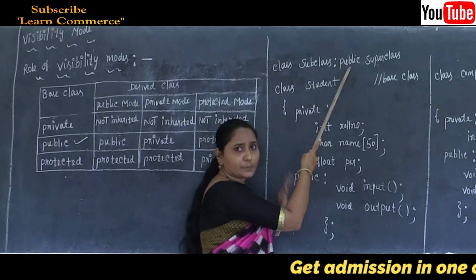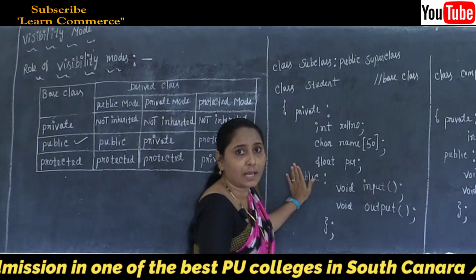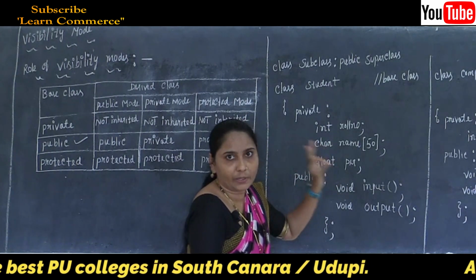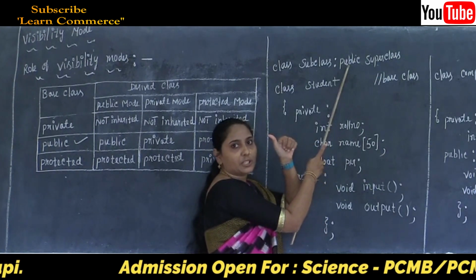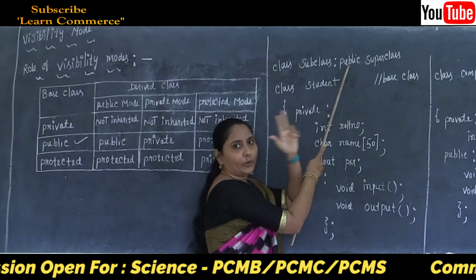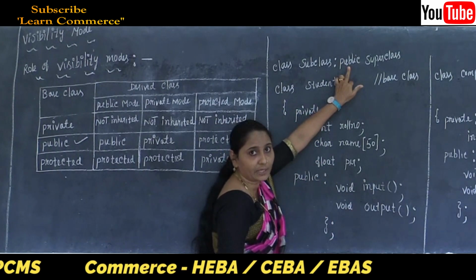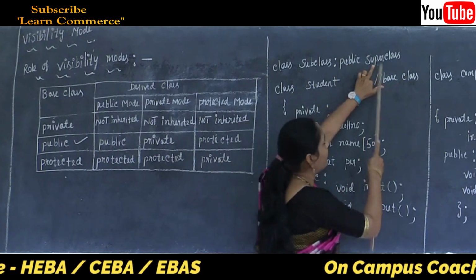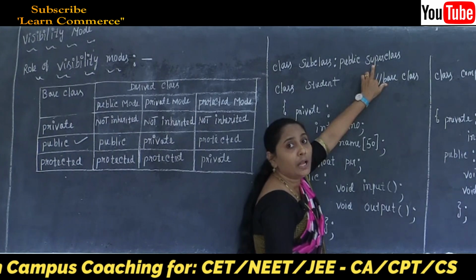Why? Because in this example, I want to access all features of the base class from the public side. So the visibility mode, why? Because three visibility modes are there: private, public and protected. So in this example I used the visibility mode public. And next is our base_class_name, that is called the super class.